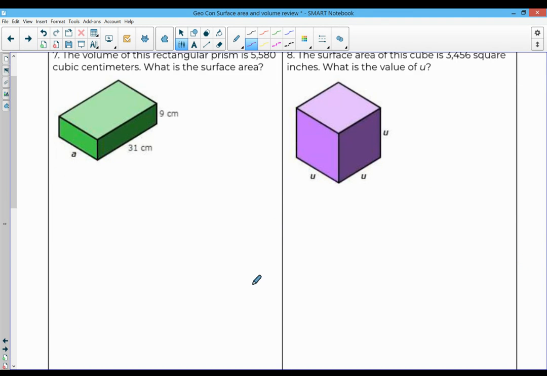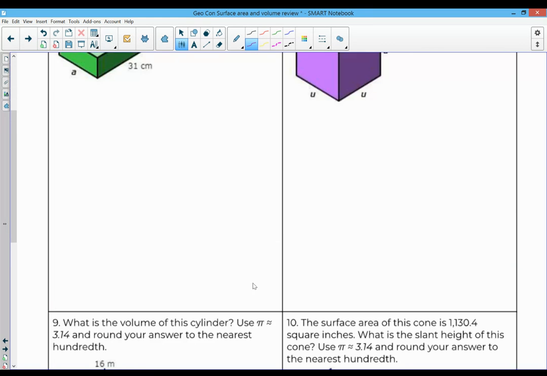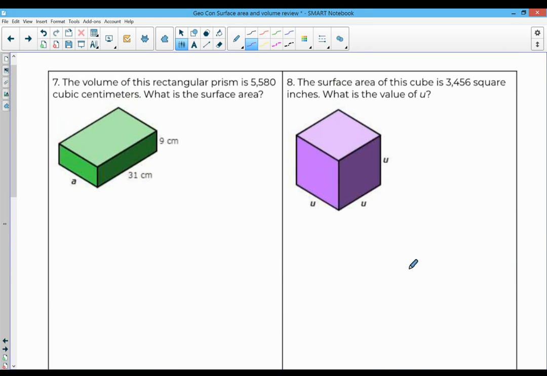Okay, so these two are a little bit longer, so I gave us more space for that. They require a couple more steps, so you can totally do it. So let's read through it. The volume of this rectangular prism is 5,580 cubic centimeters. What is the surface area? So notice we're missing this length right here. So we're going to have to find that first and then use that to find the surface area.